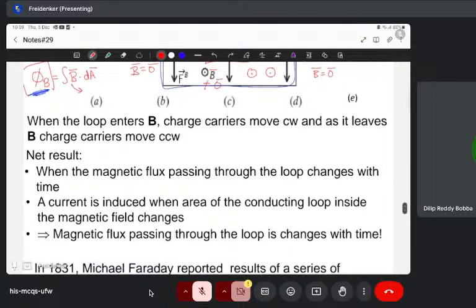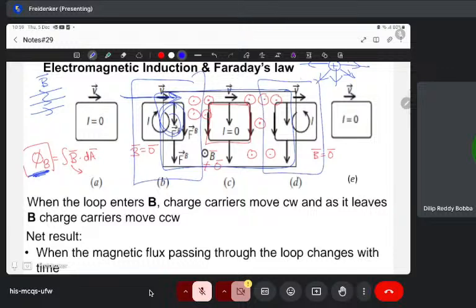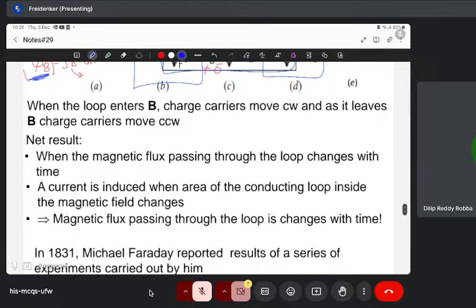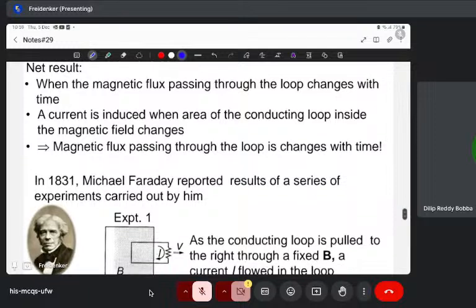So the observation is this: you will only observe a current when the magnetic flux changes with respect to time. That is in this case and in this case. So current was not observed in any of the five cases except the second case and the fourth case, because those two cases were the only cases where magnetic flux changed with respect to time. This was the observation by Faraday. So Faraday tried to explain this current in terms of change in magnetic flux.